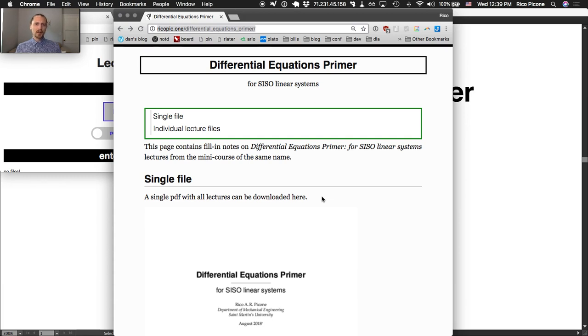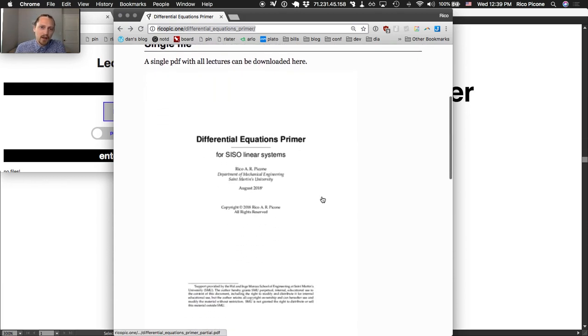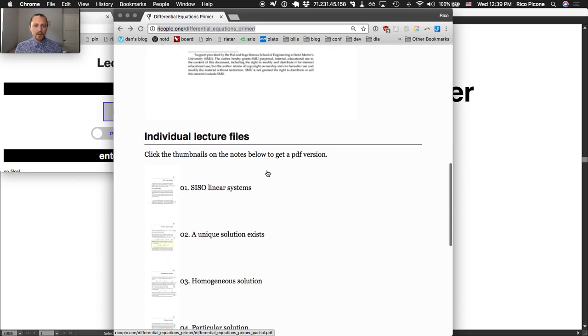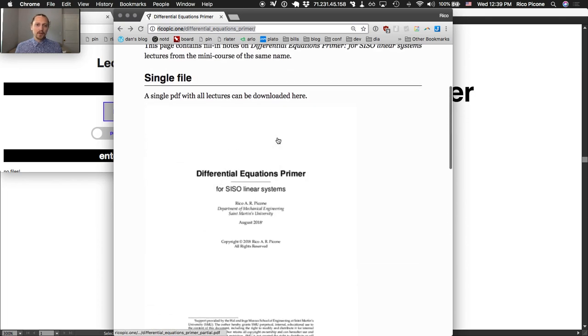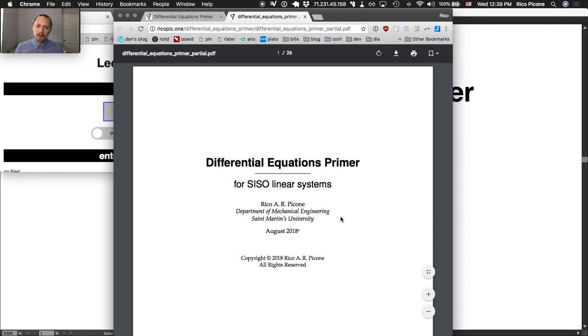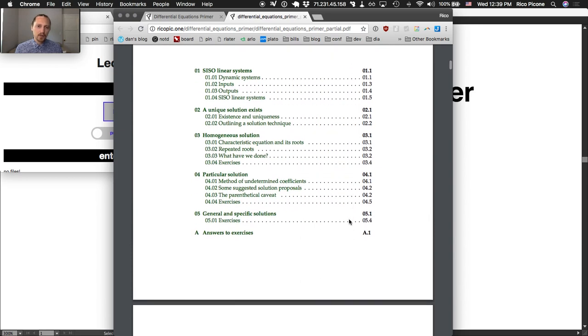The primer has this little page here that has the entire PDF as one big file, or you can get them as individual lecture files. If we go to the entire thing, the Differential Equations Primer for CISO linear systems, you can see the table of contents.